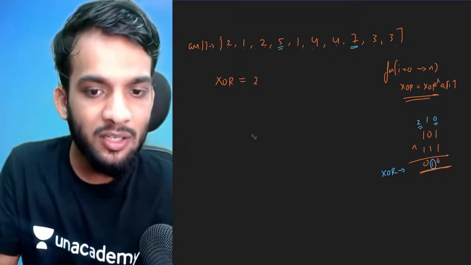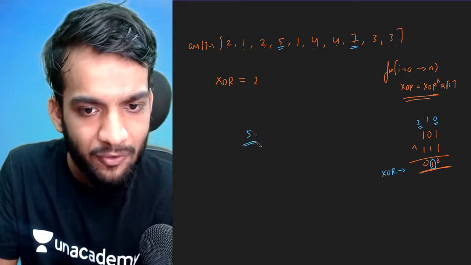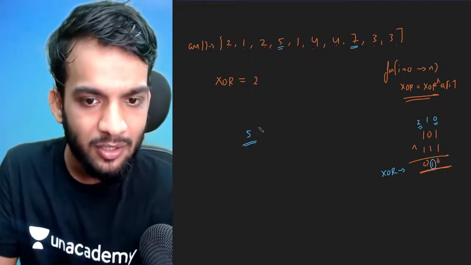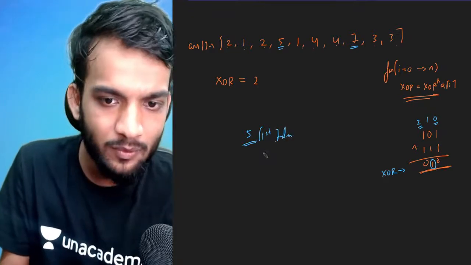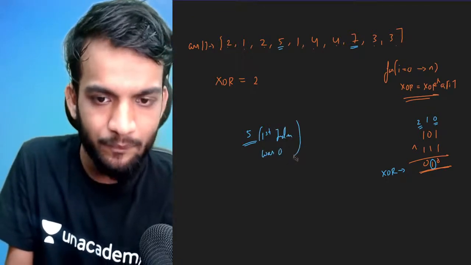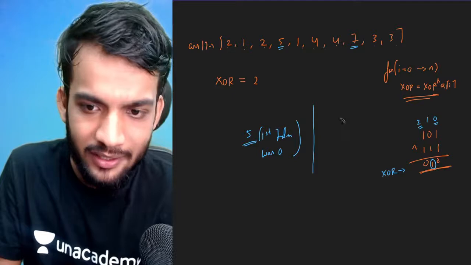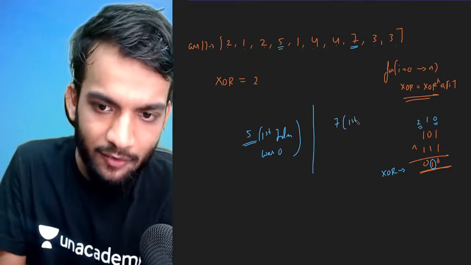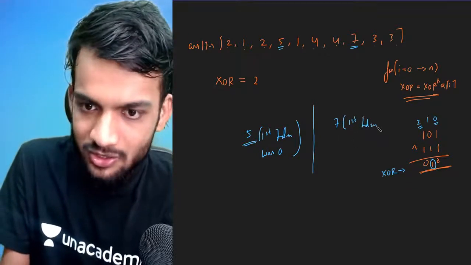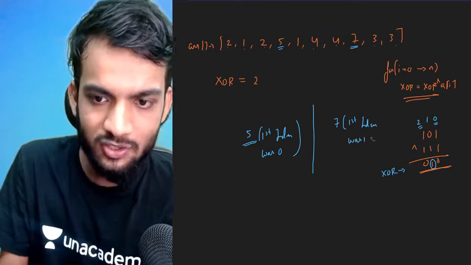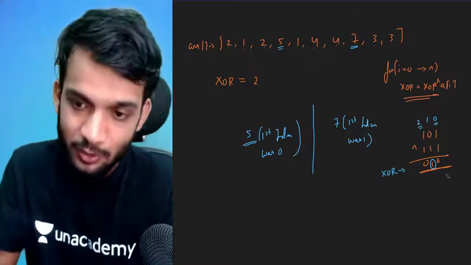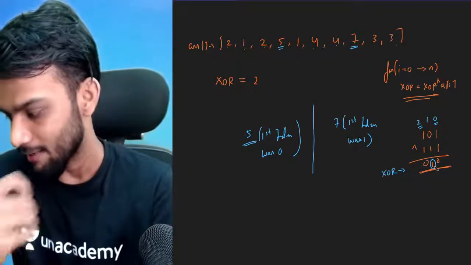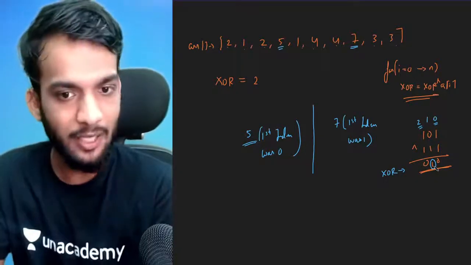Can you say in 5 the first index was 0, and can I say similarly in 7 the first index was 1? Can I say this? That is why there was a 1 over here. Agreeing, right? Everyone is agreeing with me.